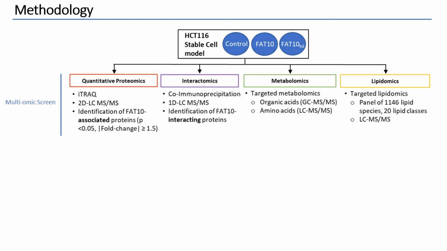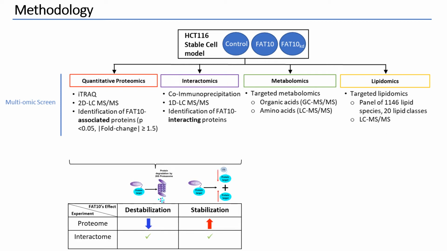My methodology is as follows. I first generated a colorectal carcinoma cell line model by overexpression and knockdown. Secondly, I performed a multi-omics screen. Quantitative proteomics allows me to identify FAT10-associated proteins, while interactomics allows me to identify FAT10 interacting proteins. Targets that are identified by both these experiments can be inferred to be destabilized or stabilized by FAT10. I also performed metabolomics and lipidomics to identify FAT10-associated organic acids, amino acids, and lipids. I finally validated these omics experiments.